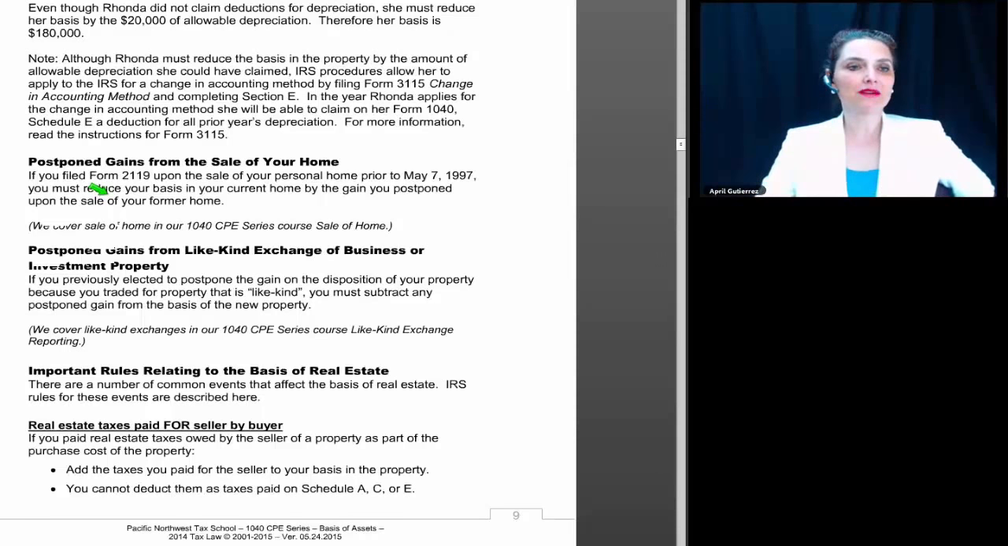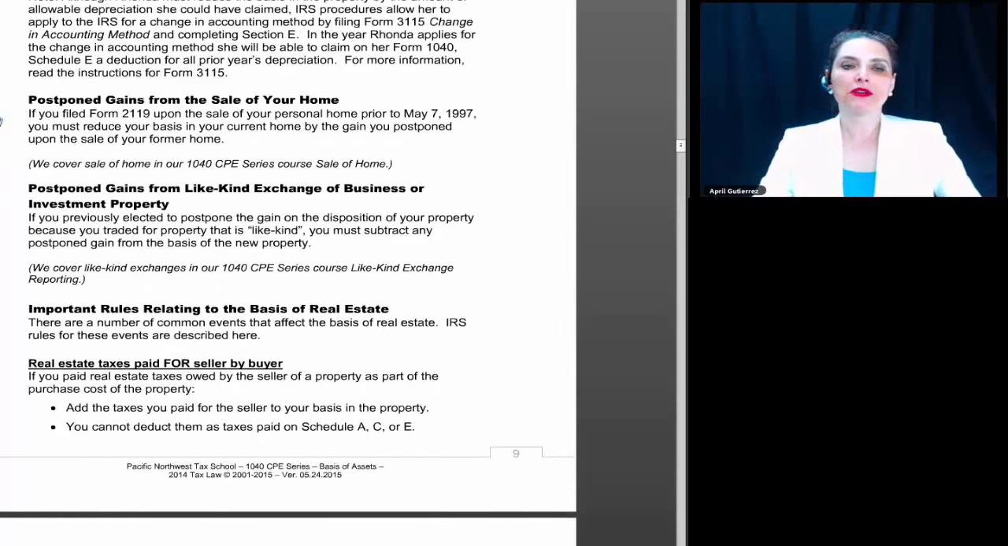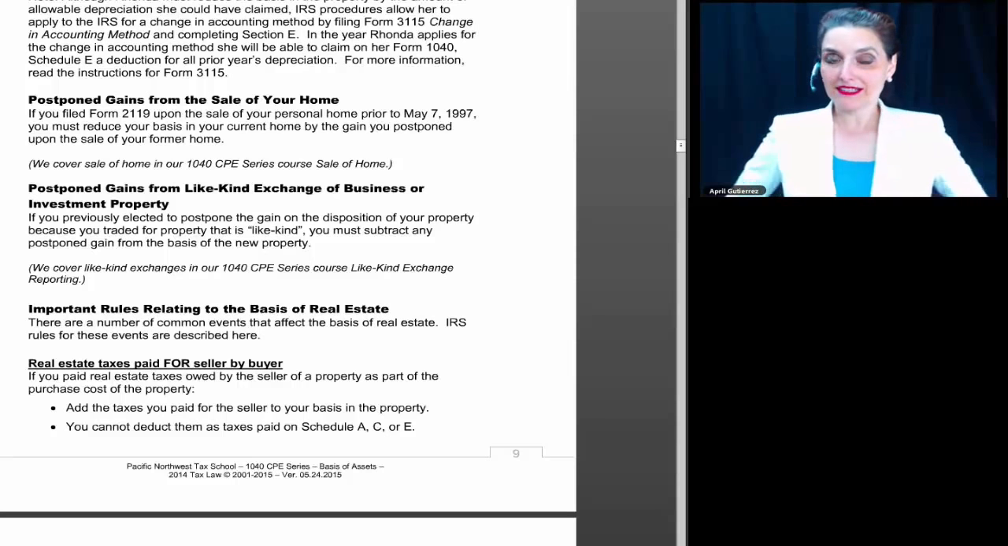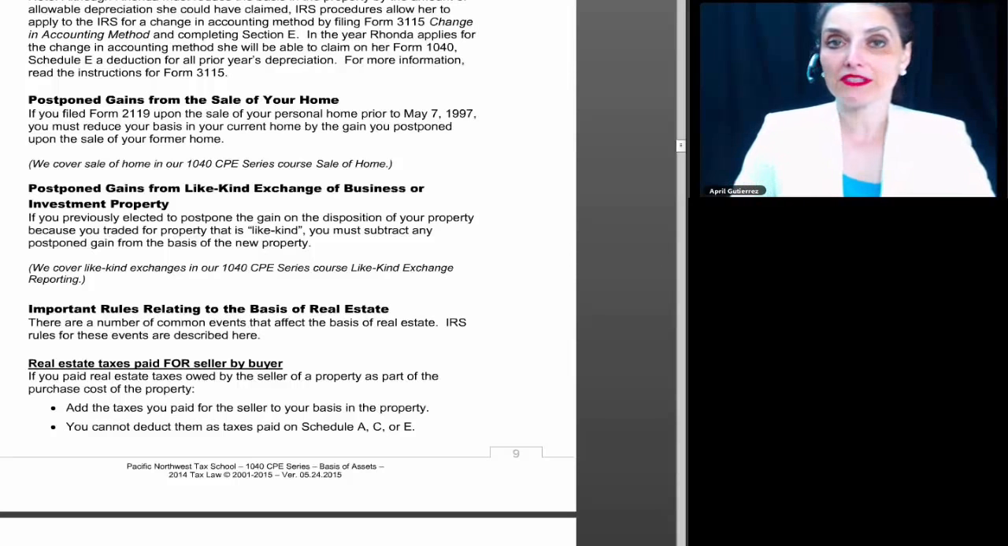All right, so let's talk about postponed gains from the sale of your home. Now, if you filed Form 2119 upon the sale of your personal home prior to May 7, 1997, you must reduce your basis in your current home by the gain you postponed on the sale of your former home. Now, if you haven't been around long enough doing taxes, you may not even remember that this rule existed.